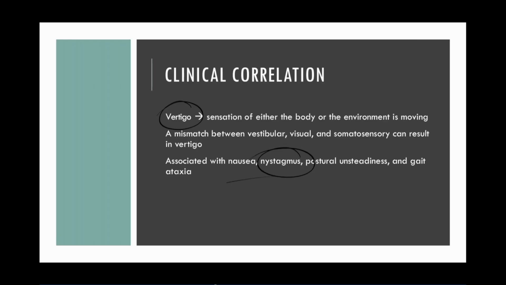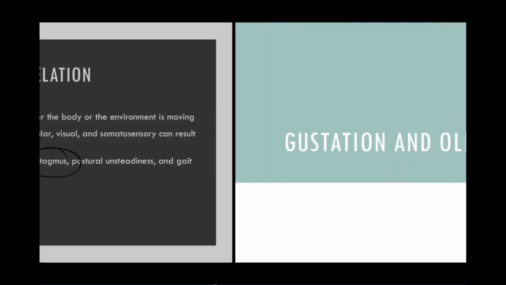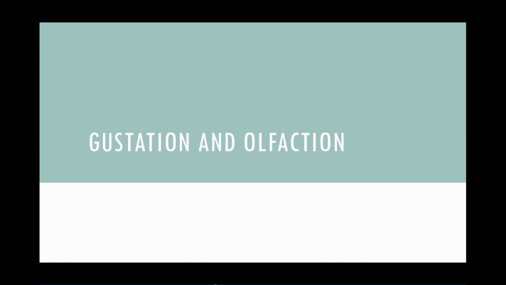Anyone know? Eyes start bouncing around. It can be horizontal, it can be vertical, it can be rotary, but there's movement of the eye because something is off with your vestibulocochlear system. Any questions about how you hear and balance?